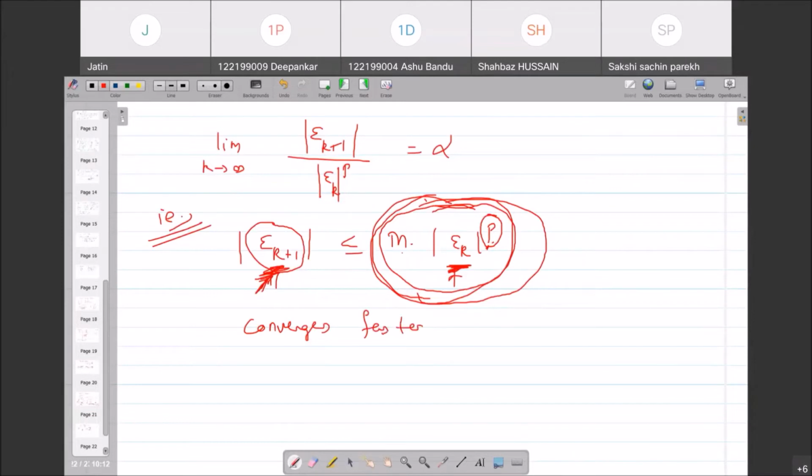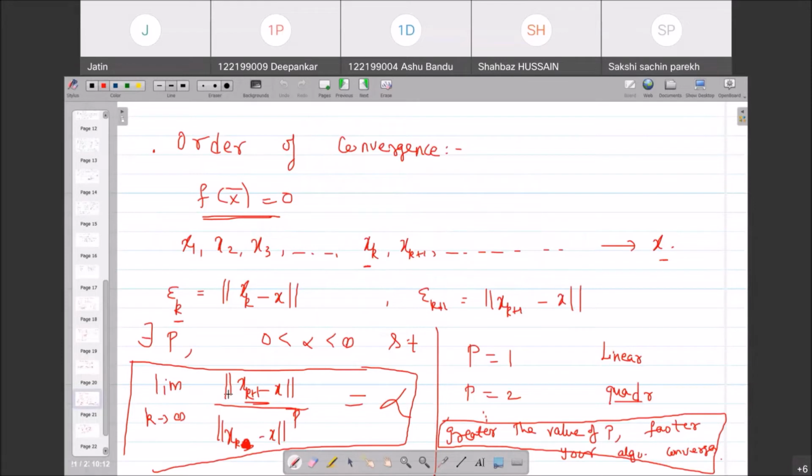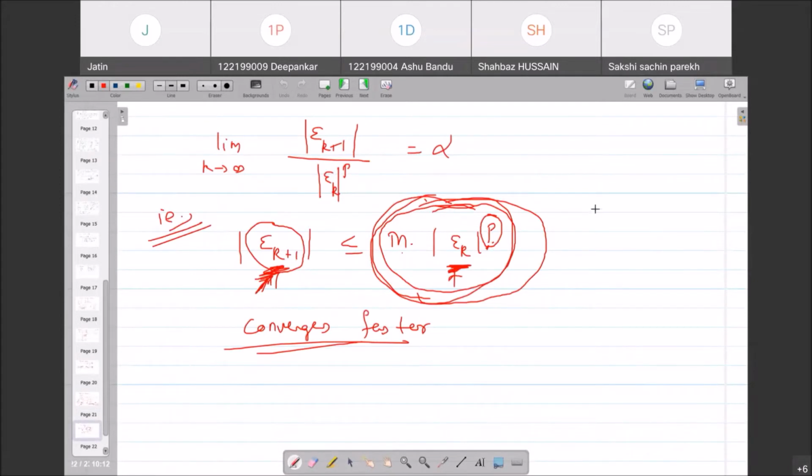Usually in the textbooks you will see this limit and they will say that the higher the p, the faster it converges. Why is that so? Here is the small explanation I usually give, because one should feel why a larger value of p implies that your algorithm is converging faster. Now just a homework: since you have already seen the bisection method and Newton's method, just see what their order of convergence is.